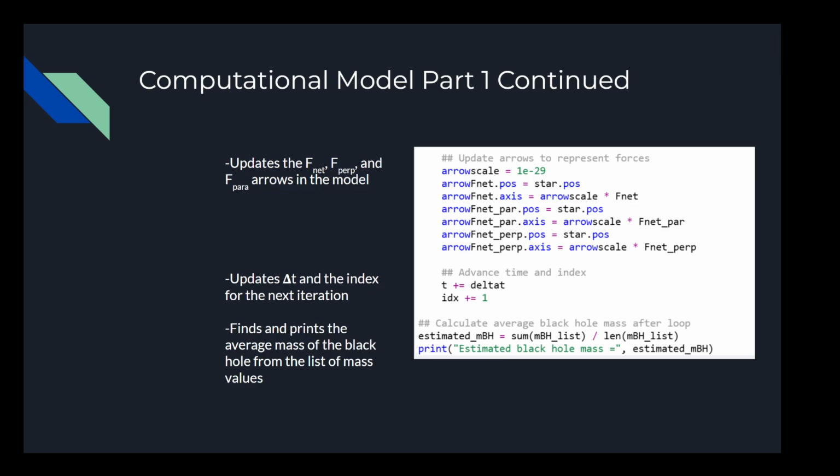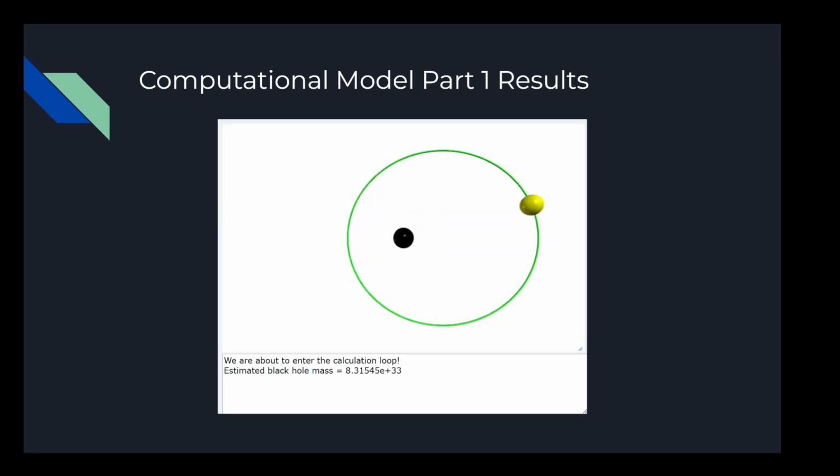So for this next part of the code, we update F net, F perpendicular, and F parallel, the arrows in the final result for each iteration. And we update delta t and the index for the next iteration to find velocities and the next data set. And we find and print the average mass of the black hole from the list of mass values after the loop is over and all data is collected.